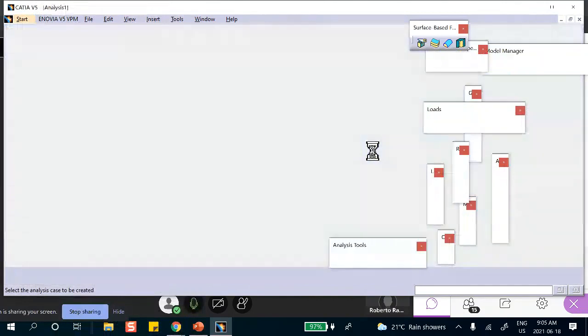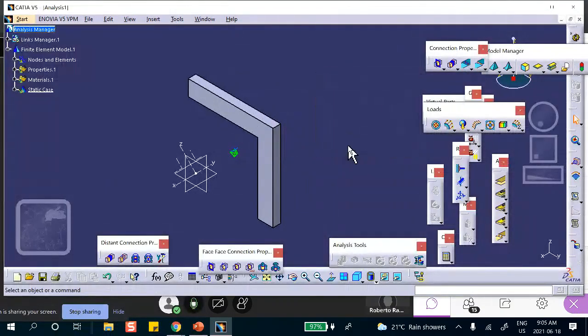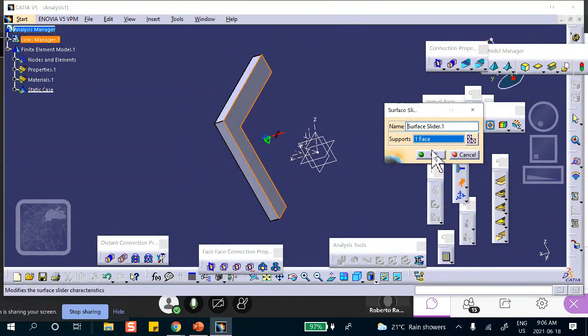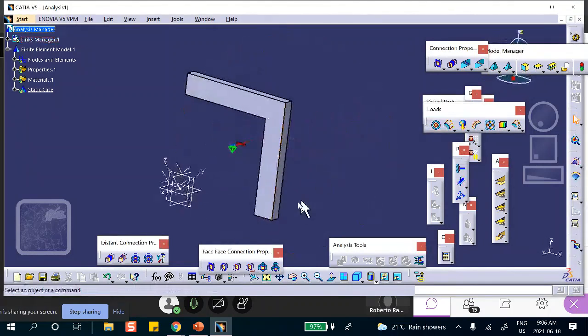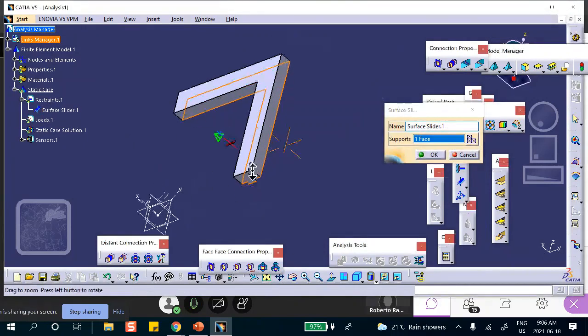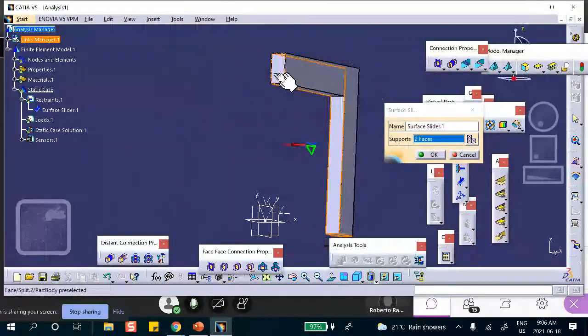Generative structure analysis. CATIA sees a 3-dimensional object. Okay? And let's put the restraints in there. Back face, surface slider. Bottom face, surface slider. You can do it all at the same time, by the way. Let's do it all at the same time. Surface slider here, surface slider there.